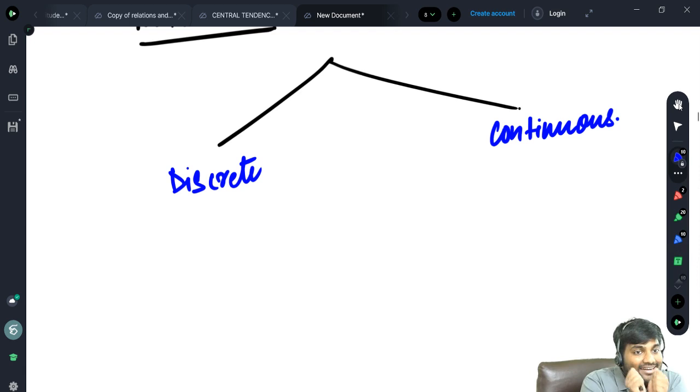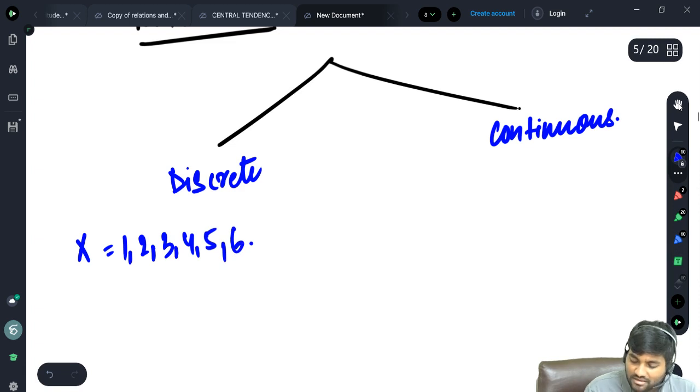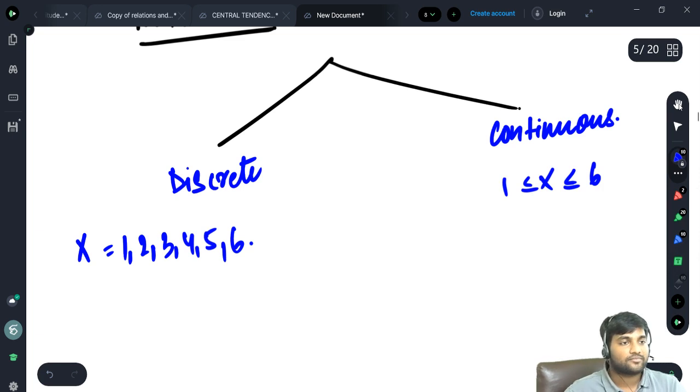So, how to identify whether the random variable is discrete or continuous? The range is the identification. If you see the range is 1, 2, 3, 4, 5, it is discrete. If you see the range is 1 to 5, it is continuous. For example, in discrete, x will take the value 1, 2, 3, 4, 5, 6. But in continuous, x takes the value 1 to 6.